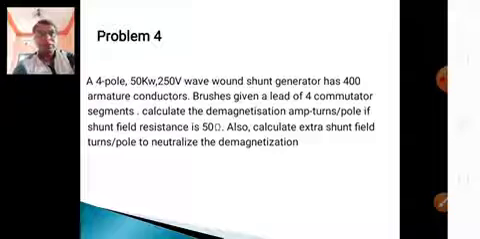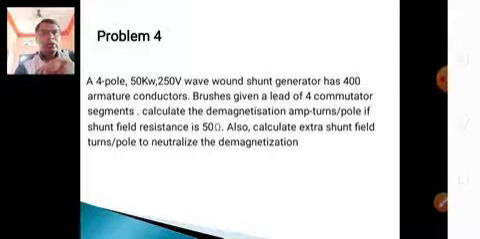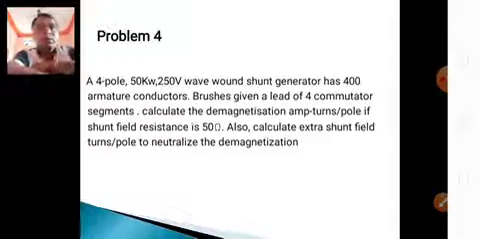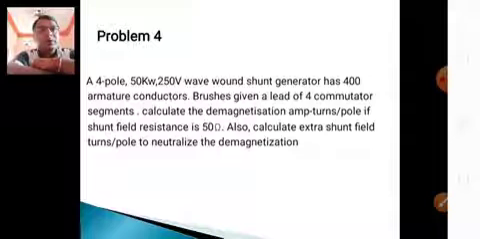Next problem is: a 4-pole, 50 kilowatts, 250 volts wave wound shunt generator has 400 armature conductors. Brush given a lead of 4 commutator segments. Here this is a different problem. Calculate the demagnetization ampere turns per pole if the shunt field resistance is 50 ohms. Also calculate the extra shunt field turns to neutralize the demagnetization. A 4-pole 50 kilowatts 250 volts wave wound shunt generator has 400 armature conductors.